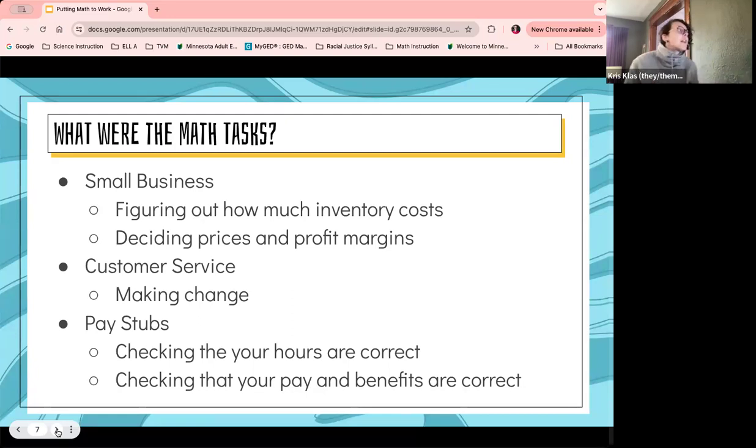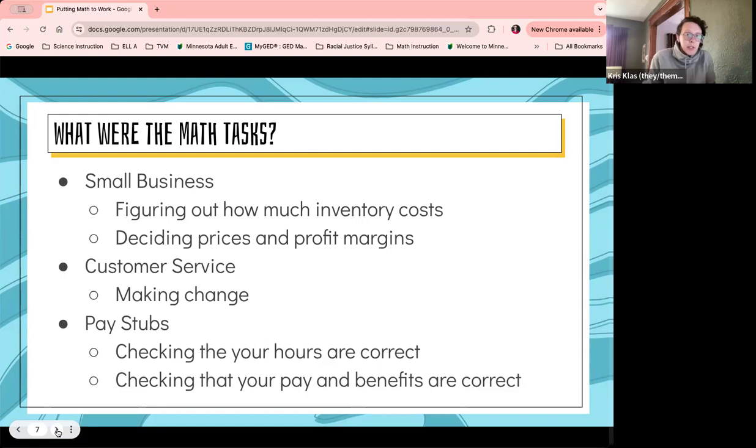So, some of the math tasks that I incorporated into the courses that I've talked about so far. The small business course had, and I'm going to keep focusing on the small business course throughout today, figuring out how much inventory costs, deciding prices and profit margins, also budgeting for your business, figuring out can you afford to hire another employee? Can you afford a different storefront, rental space, things like that.